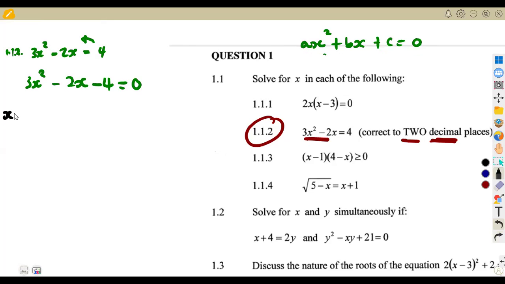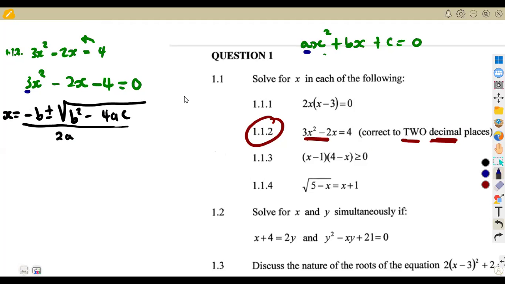Remember, the formula states that x is equal to minus b plus or minus the square root of b squared minus 4ac, everything divided by 2a. So according to this format, a is the coefficient of x squared, which is 3. So we are considering our a as 3, b the coefficient of x, we are considering this as negative 2, and c as the constant, which is negative 4. So simply we are going to substitute whatever you're given into the formula.